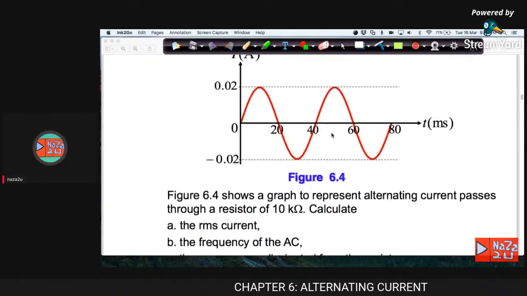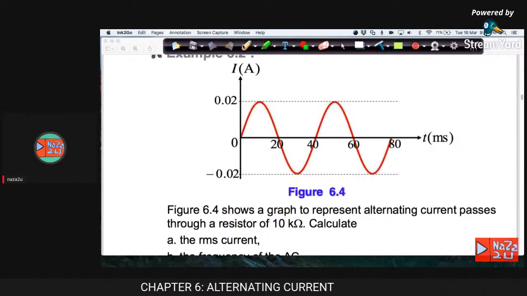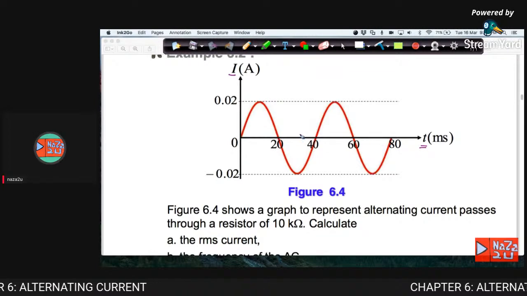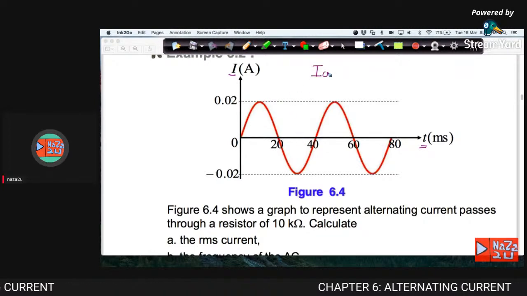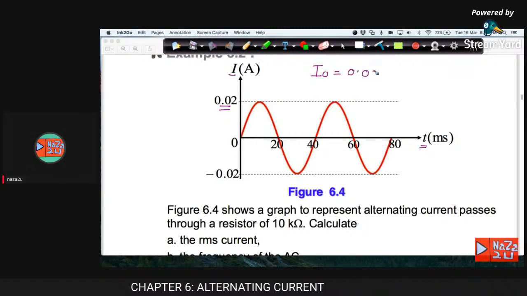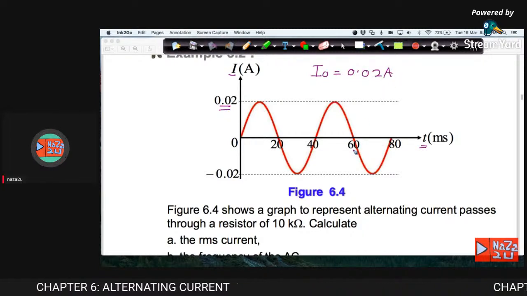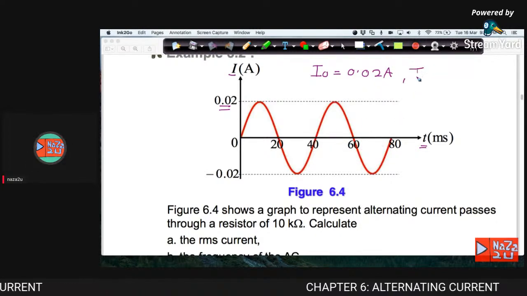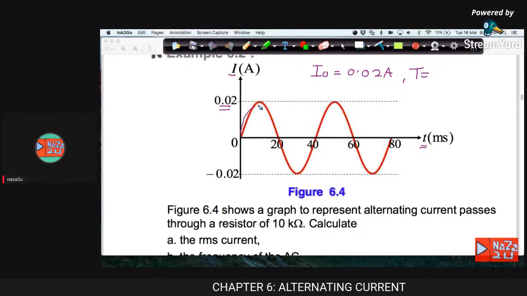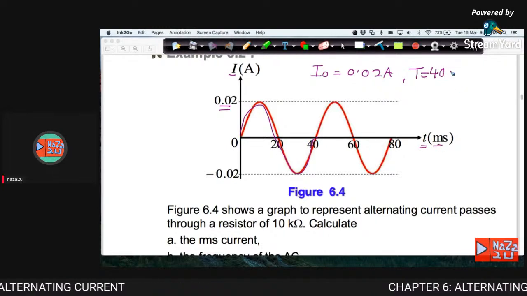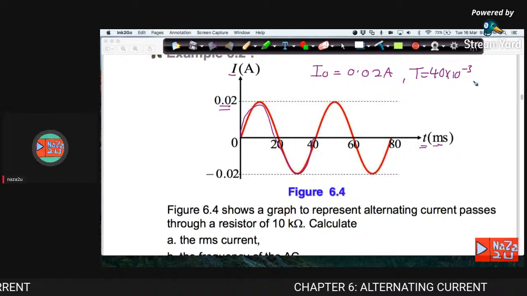Ini contoh, okay, katalah ini contoh ya. Dia bagi current versus time T graph. Jadi kalau soal bertanya, what is the peak current? So automatic this is I0 is equal to 0.02 ampere. What is the period T? Tengok, one complete graph is 40. So this is milli. So masuk kat sini, 40 milli is times 10 power of minus 3 second.